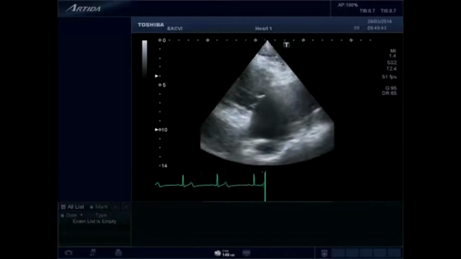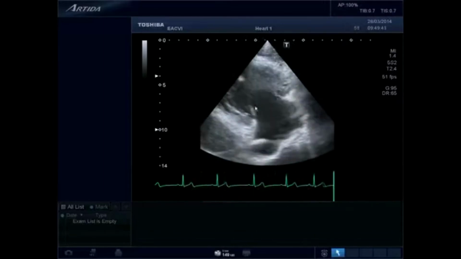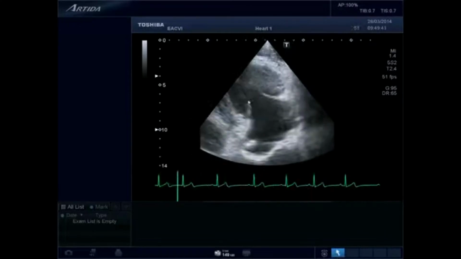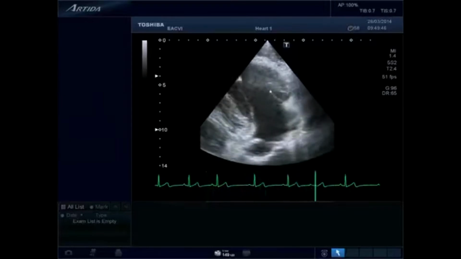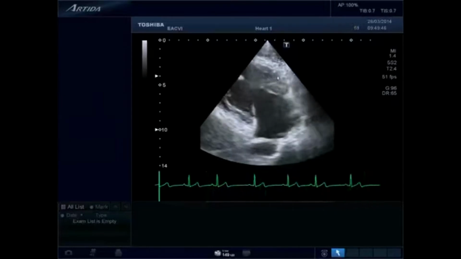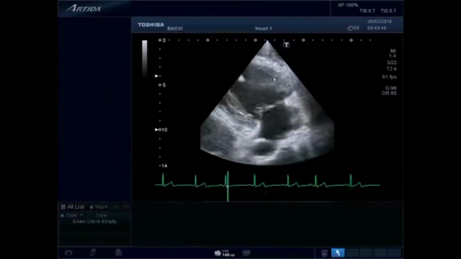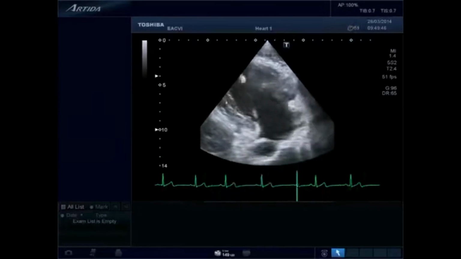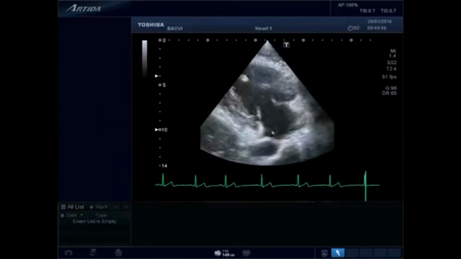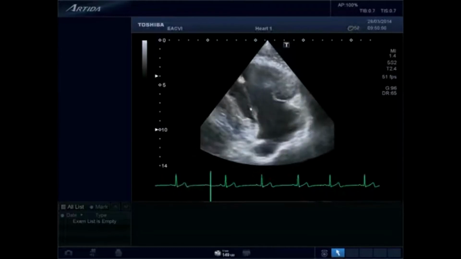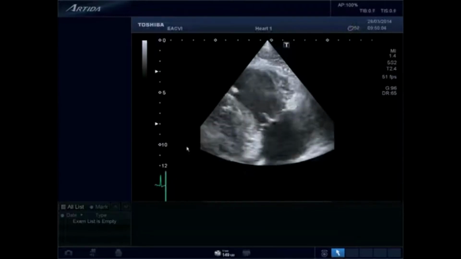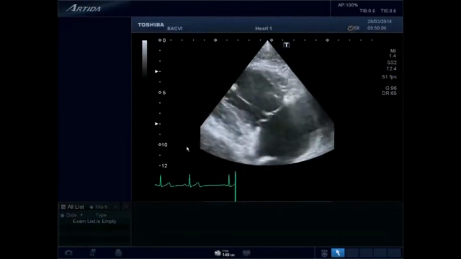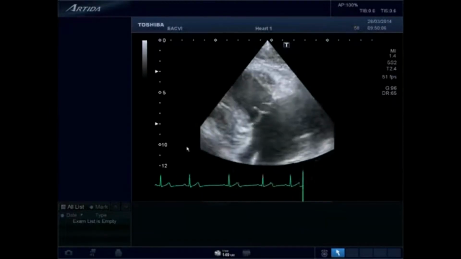And this is the only way actually to see the posterior leaflet of the tricuspid valve that you can see here. I can see here the anterior leaflet, and there is the anterior wall of the right ventricle and the inferior wall of the right ventricle. Of course, here is the right atrium, so I will try to decrease the depth in order to be able to really see the morphology of the tricuspid valve.